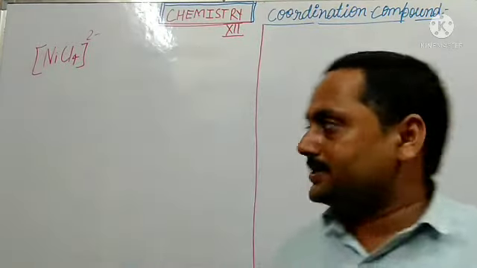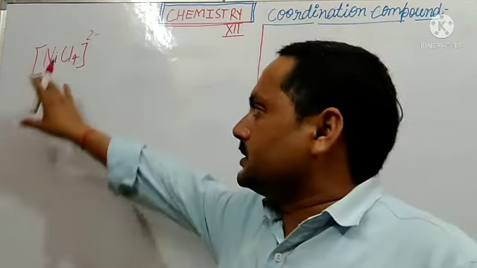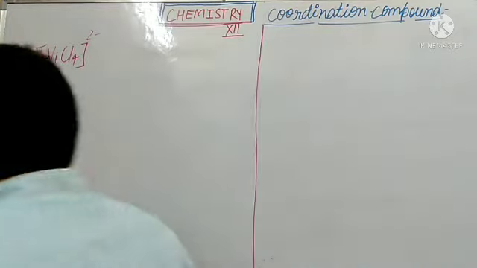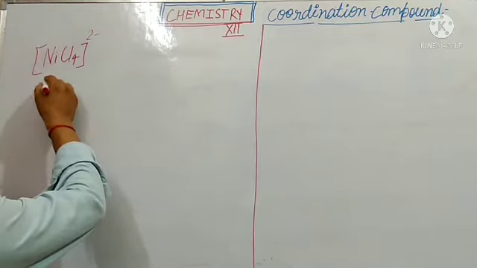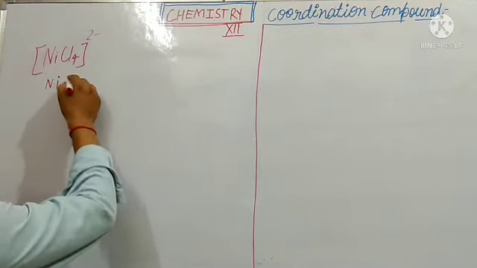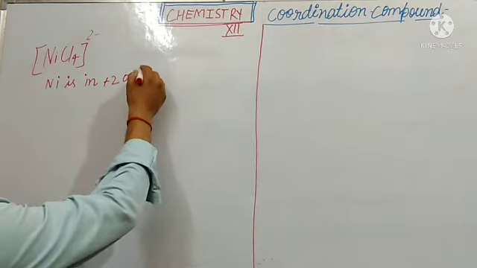One point you may see: the oxidation state of nickel is +2. We can write that Ni is in the +2 oxidation state.